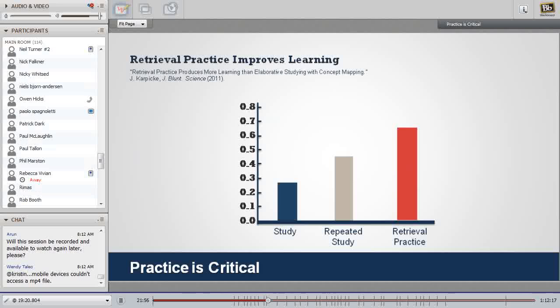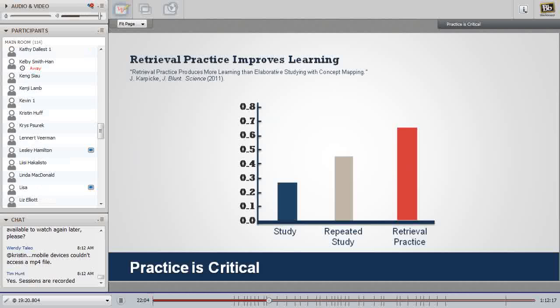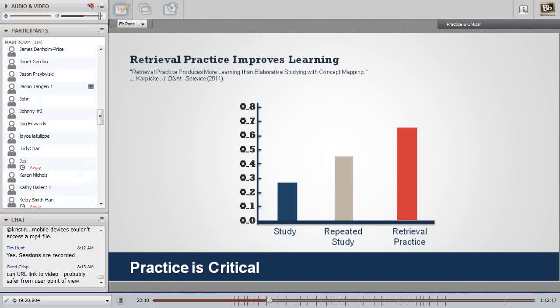In the study shown here, it was shown that retrieval practice, that is, being tested on the material, resulted in substantially higher long-term retention than study or even repeated study. Because of this, we've built pervasively into our software platform many opportunities for students to practice with the material.